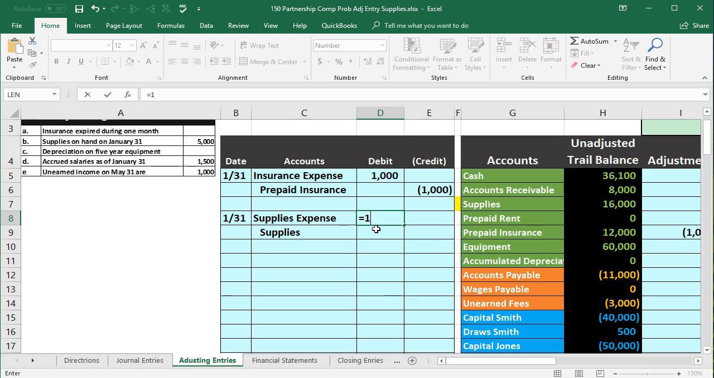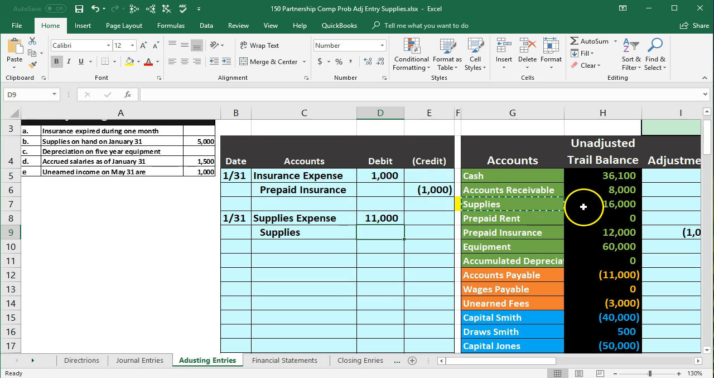We're going to take the 16,000 on the books and subtract from it the physical count that's still left according to our eyeballs, 5,000. That means we need to reduce this 16,000 by 11,000 in order to get it to the physical count that we counted with our eyeballs, 5,000. Now that's a little bit simplified, note.